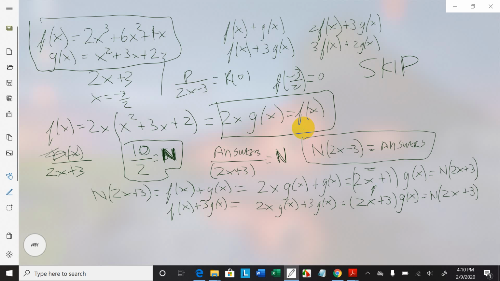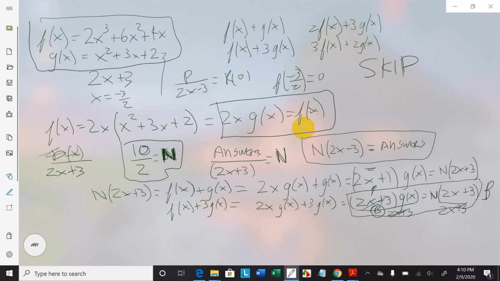Look at this relationship. The answer, this is choice B, is n times 2x plus 3. You divide by 2x plus 3, obviously, and they're factorable. You get an n. So it's choice B.